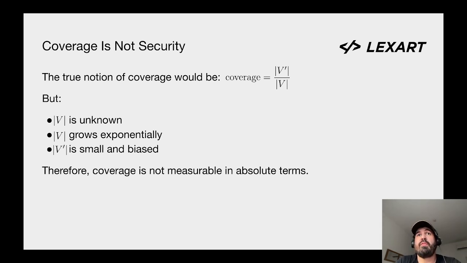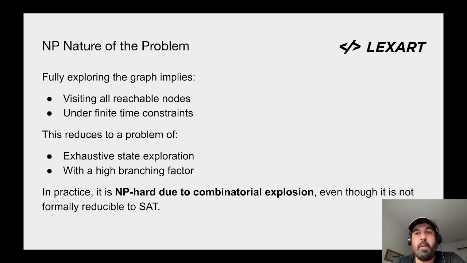The true notion of coverage would look like this, the equation that we have on the screen. However, the absolute value of V is unknown. The absolute value of V grows exponentially because the system is a Cartesian product and not a list. Meanwhile, the absolute value of V prime is small and biased. Because of this, coverage is not measurable in absolute terms.